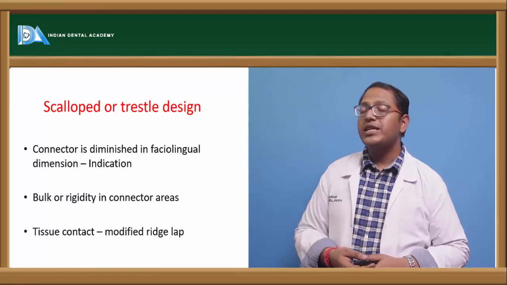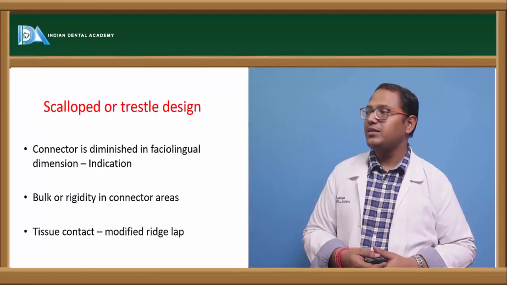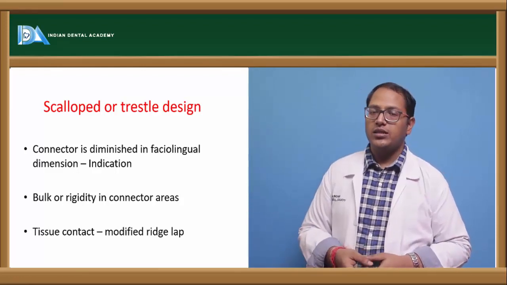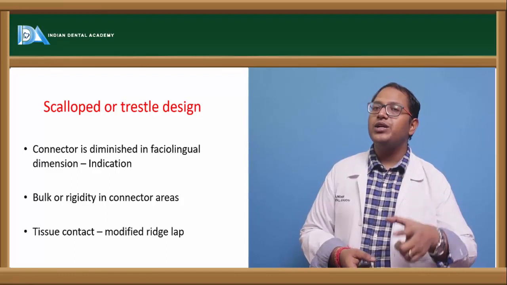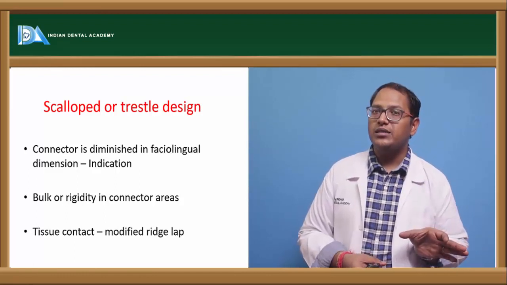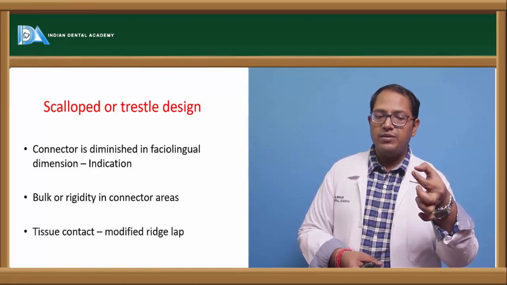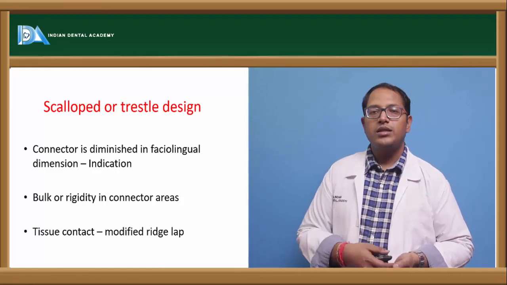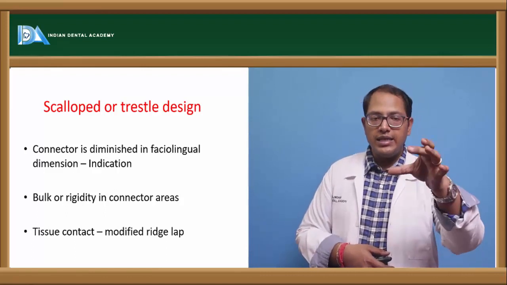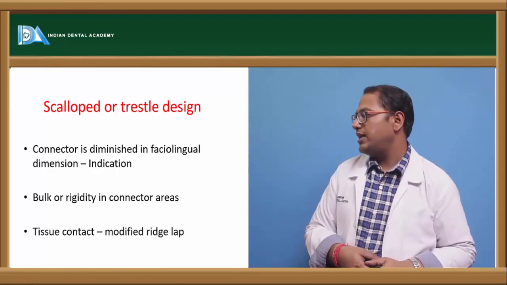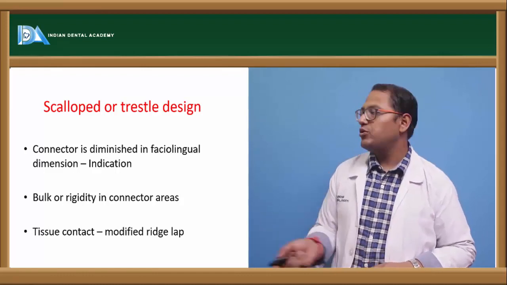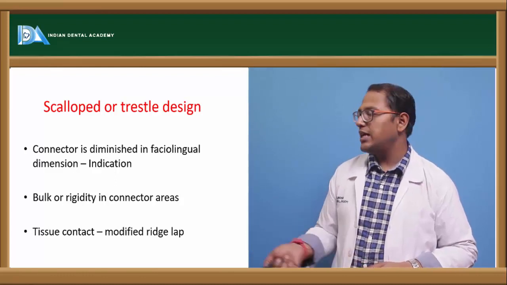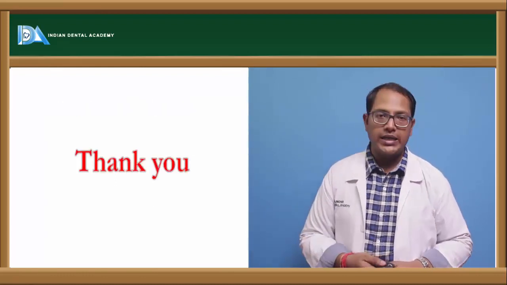Scalloped or trestle design. Now what is a scalloped or trestle design? Now the connector is diminished in the faciolingual dimension. The connector which we are using, mesiodistally, it is swept wide. Faciolingually we have diminished its dimension. We are giving bulk or rigidity in the connector area, decreasing the size, but giving bulk in the connector area. Tissue contact, we are giving modified ridge lap. That kind of new design is called scalloped or trestle design of Pontic designs.